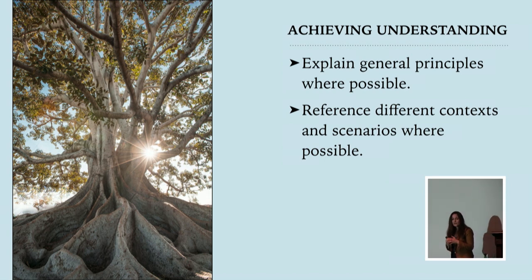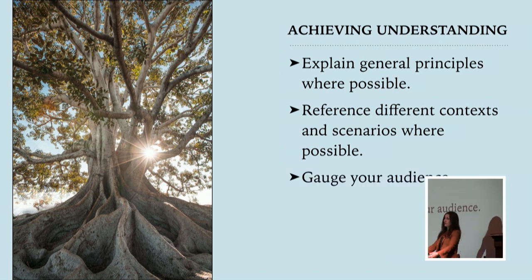Second, reference different contexts and scenarios where possible. So to take Kubernetes again as an example, if you're talking about allowing external traffic to a service using a load balancer service type, you could also mention using ingress resources and controllers when working in production. I'd also like to suggest that we can think of failure as a kind of context as well, right? What happens if this doesn't work as intended? How can we empower users to debug our docs?